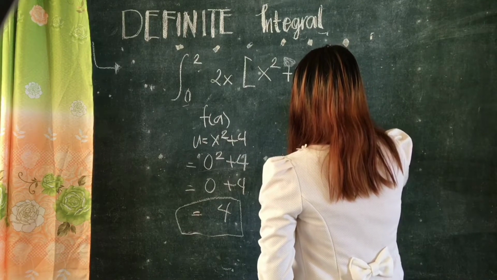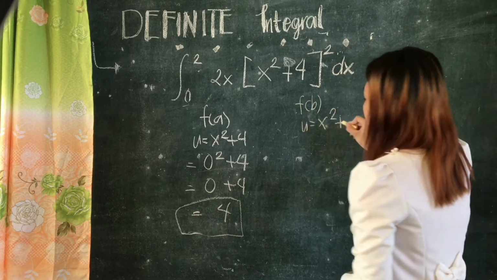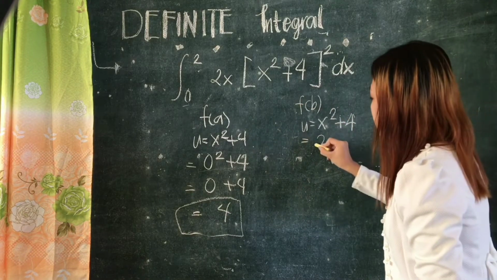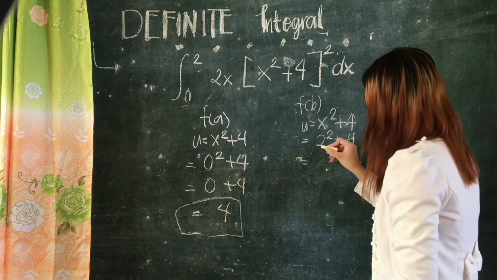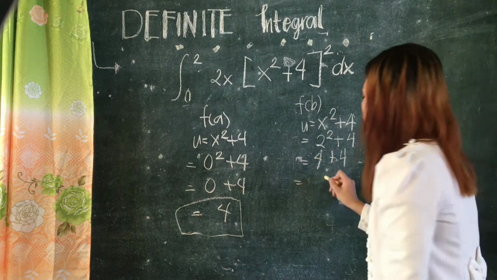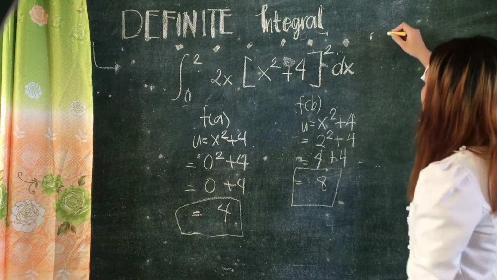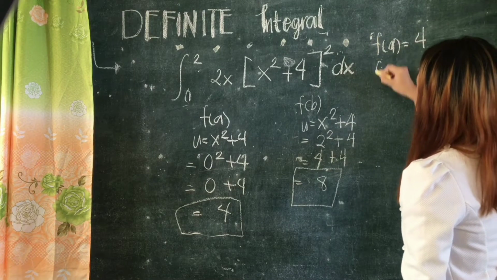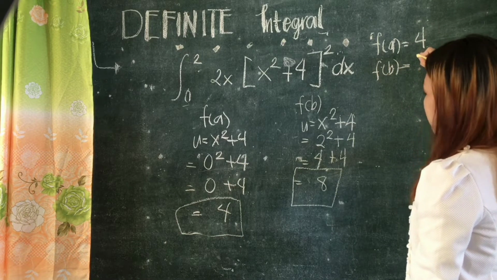For the upper limit, which is f of b, u is x squared plus 4. The upper limit is 2, so 2 squared plus 4: 2 squared is 4, plus 4 is 8. Now 8 is the new value of our upper limit. So f of a is equal to 4 and f of b is equal to 8.